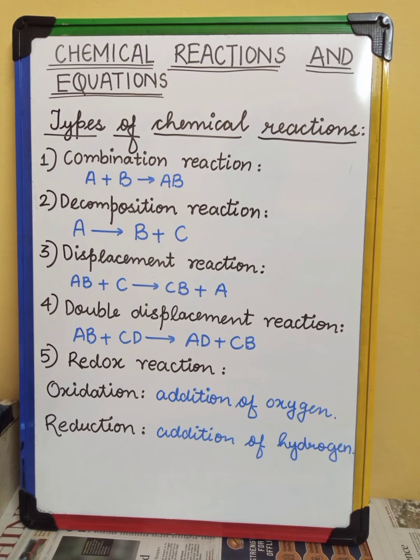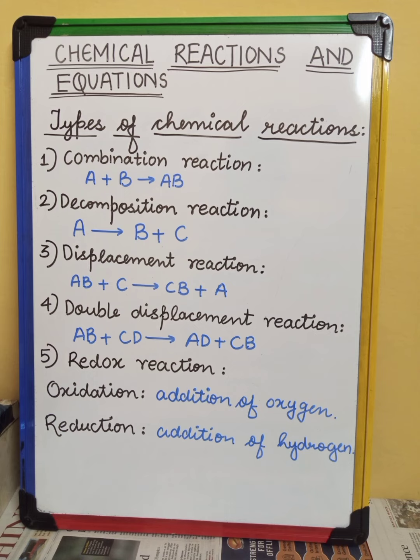The next type of decomposition reaction is photolytic decomposition reaction. When the decomposition reaction takes place in the presence of light, then it is called as photolytic decomposition reaction. Next is electrolytic decomposition reaction. When the decomposition reaction takes place in the presence of electricity, it is called as electrolytic decomposition reaction.